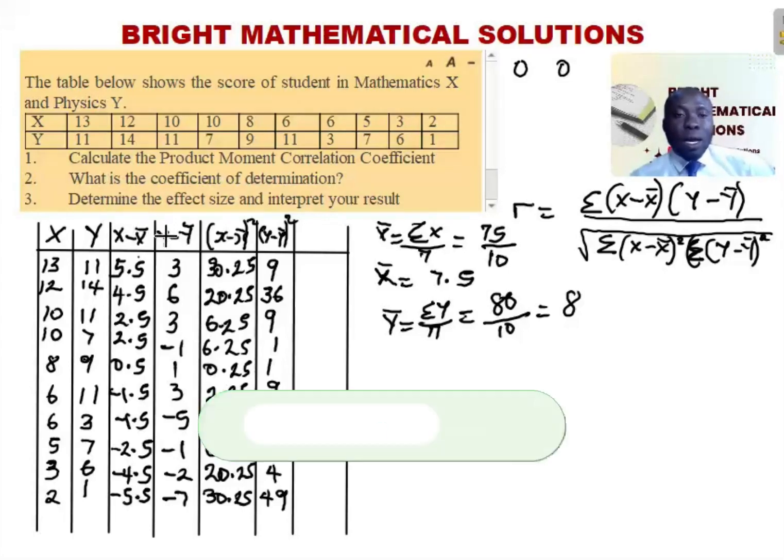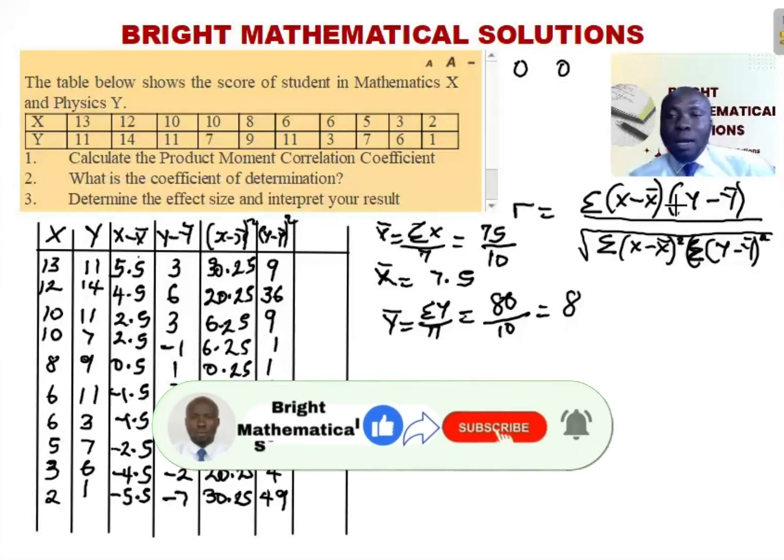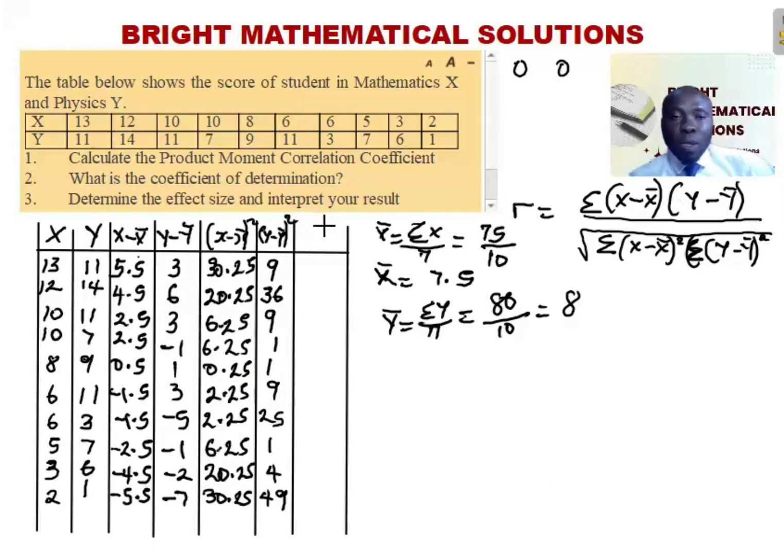So the next thing we have to look for is the product of x minus x bar and y minus y bar. So that serves what we have at the numerator of the formula. So let me write it here. X minus x bar and y minus y bar. So we are multiplying them together. So that is 5.5 multiplied by 3.